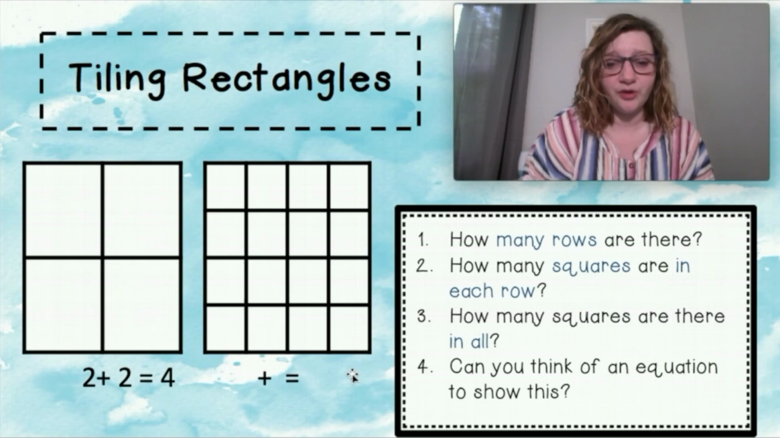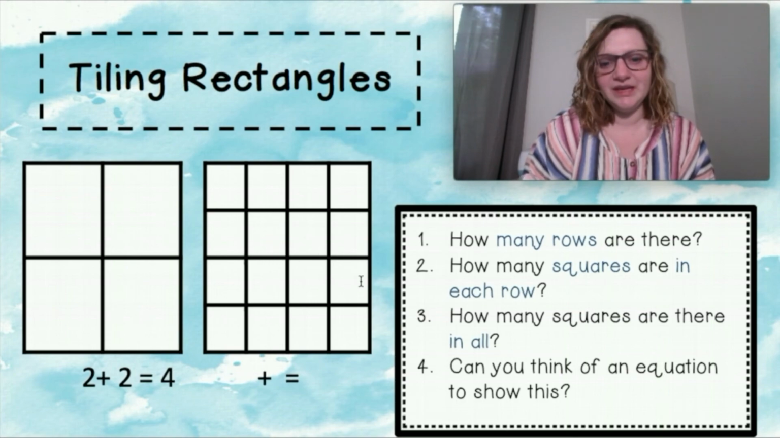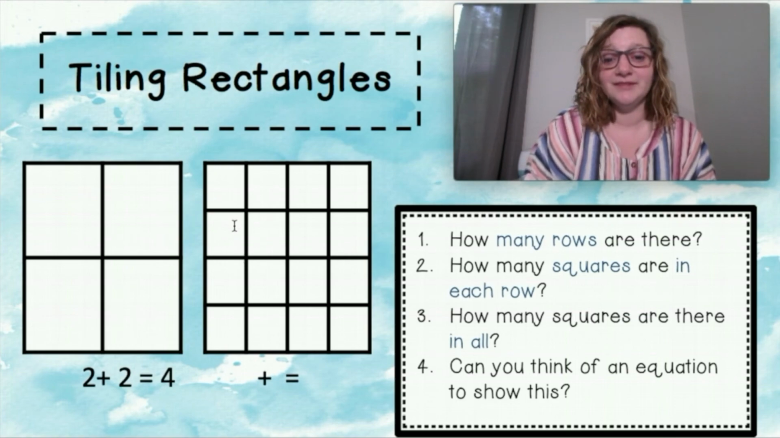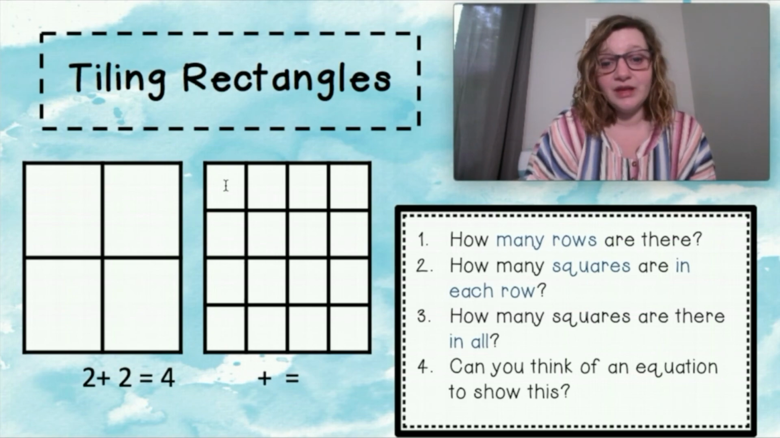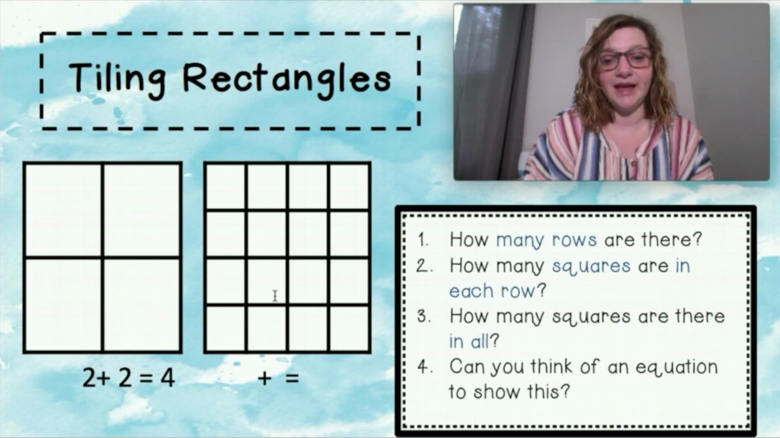So how many squares are there in all? Well, let's see. Would we want to count each of these up all by themselves? Maybe not. Is there an easier way that we could do it? We could count by 4s. We could go 4, 8, what comes next, you guys? 12 and 16. Very good. We could also, if counting by 4s is a little tricky, we could count by 2s. 2, 4, 6, 8, 10, 12, 14, and 16. So we know that there are 16 squares in all.